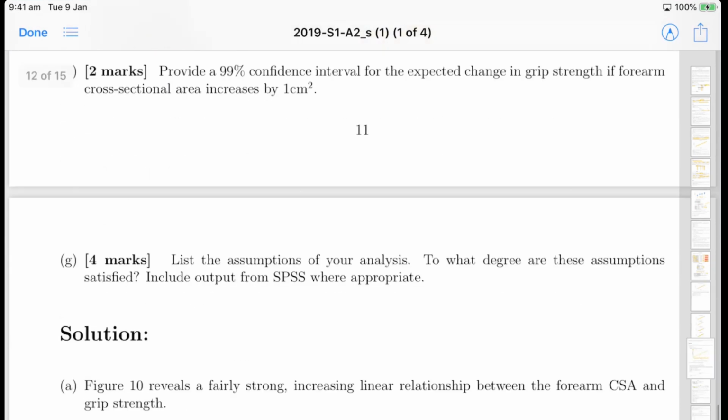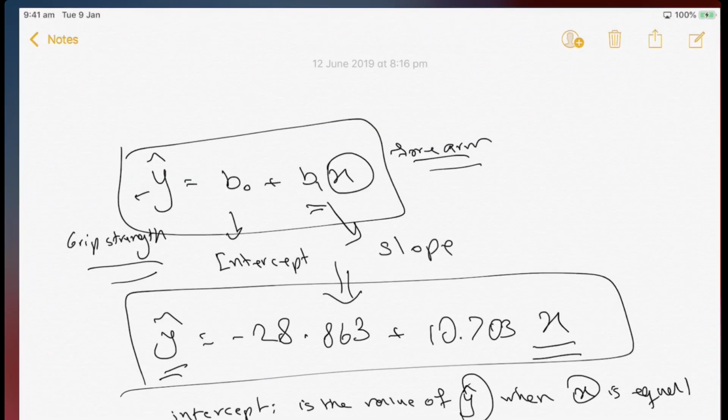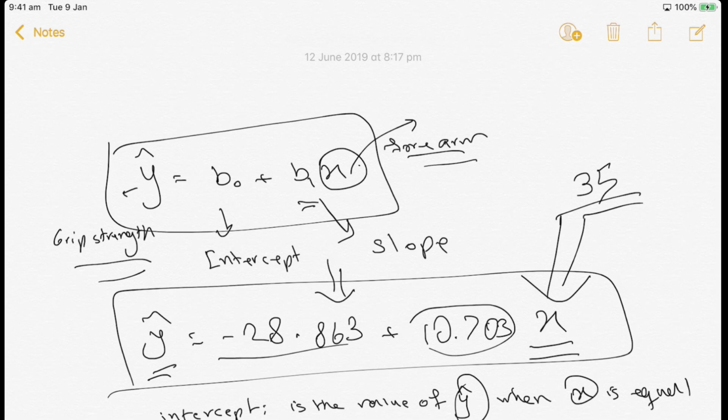Because in part C, the question is asking, use the regression equation to predict the grip strength of an individual with forearm cross-sectional area of 35. That means if x is equal to 35, then what is the value of y hat? Simply replace x in here, 35, and then multiply by this value and sum of this value. You will find the y hat predicted value.